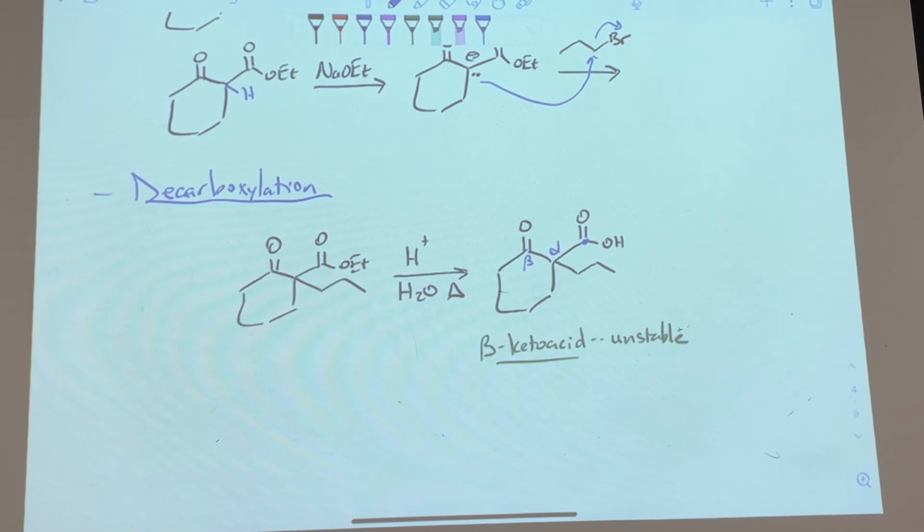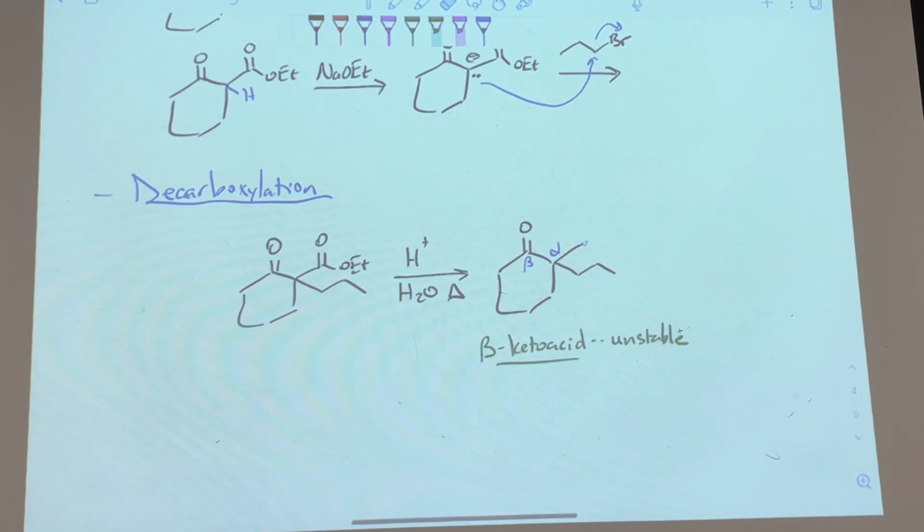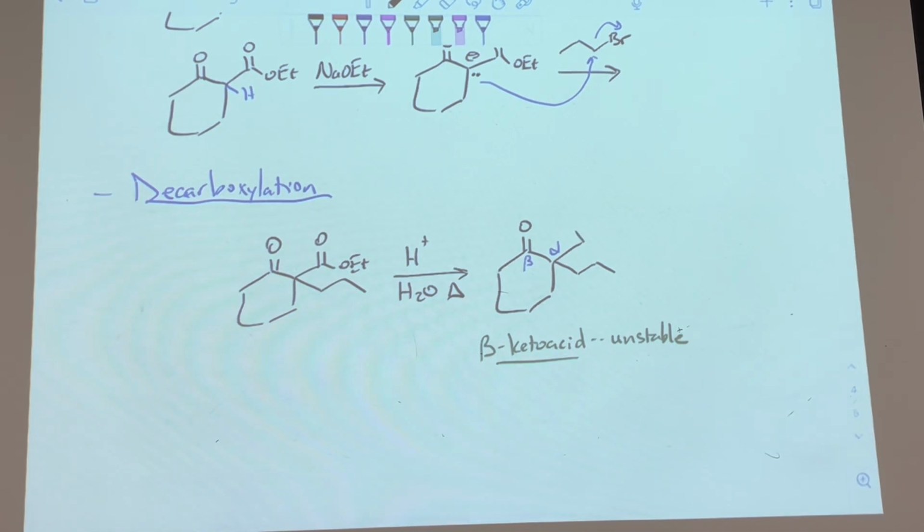So let me show you, you're not responsible for this mechanism, but I'll just briefly show it to you. I'm going to redraw that carboxylic acid like this. It'll probably be easier. So we're just going to do like a big round robin of electrons. The way this is going to go is the lone pair of the ketone is going to grab the acidic proton from the carboxylic acid. Those electrons get pushed into the carbonyl.